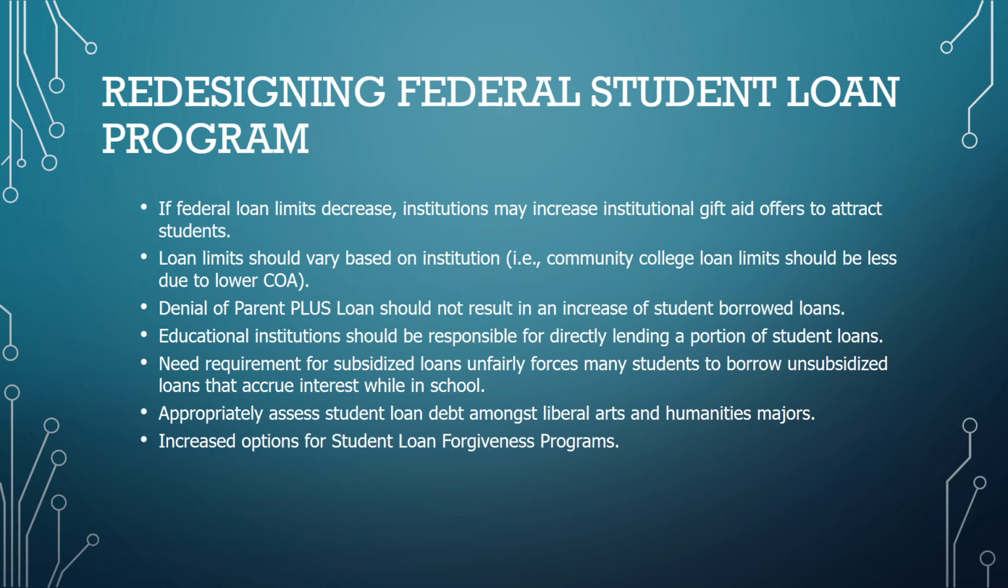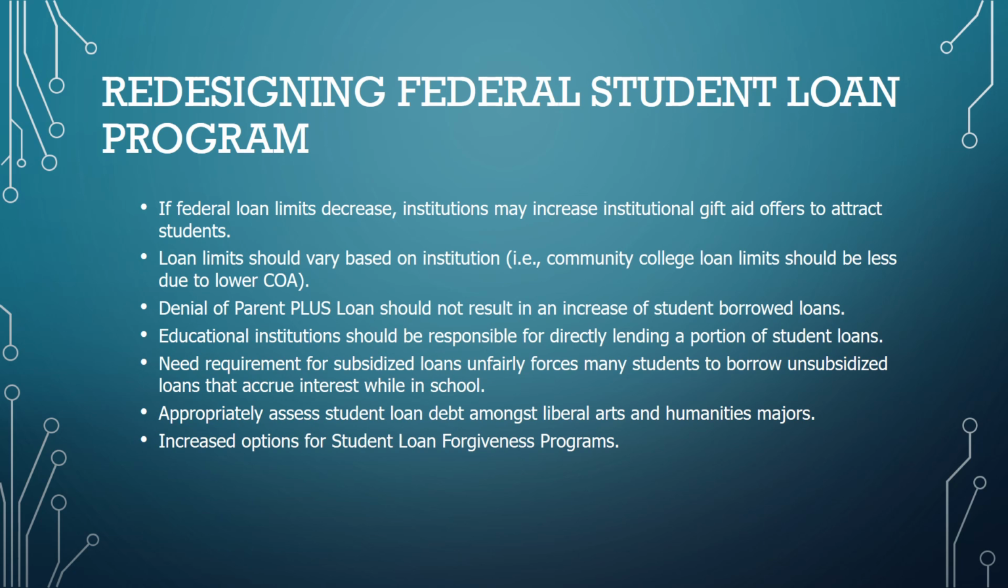When students' parents are denied for the Parent Plus loan, institutions have the ability to offer the student more money in an unsubsidized loan that accrues interest while the student is in school. These loans actually place the student over the threshold that the federal government has given for student loan limit guidelines. The denial of Parent Plus loans should not result in an increase of student borrowed loans.